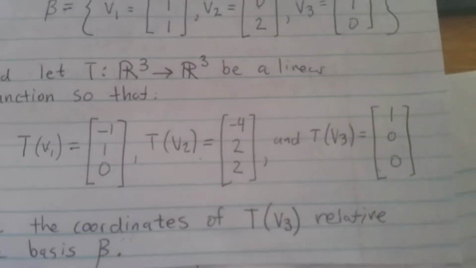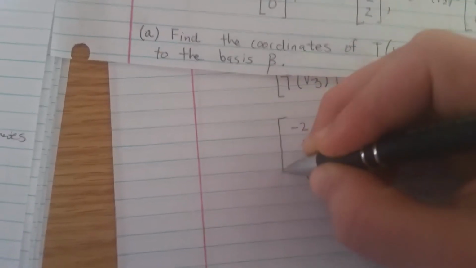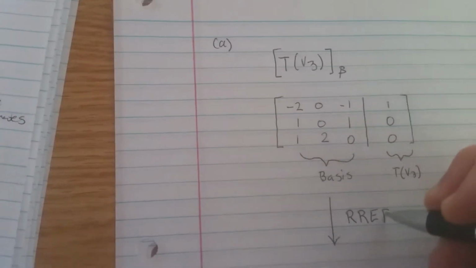T of V3, which, if we look at the problem, was 1, 0, 0. So there's your augmented matrix. So what you do is you simply just put it in reduced row echelon form.